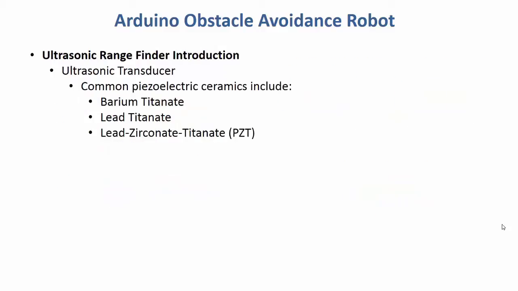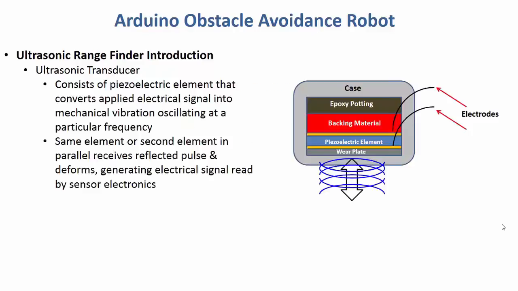So the ultrasonic transducers are typically made of piezoelectric ceramics, and common ones include barium titanate, lead titanate, and lead zirconate titanate. The ultrasonic transducer consists of a piezoelectric element that converts an applied electrical signal into a mechanical vibration that oscillates at a particular frequency. This same element, or a second element in parallel, will receive the reflected pulse and it will deform, and this generates an electrical signal that's read by sensor electronics.